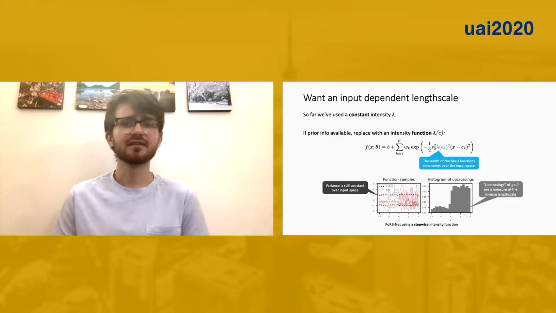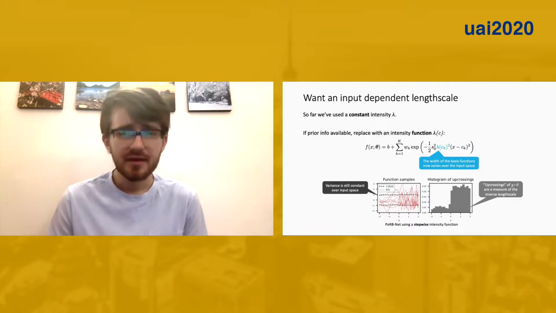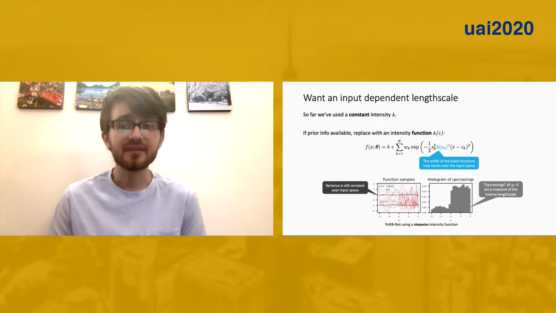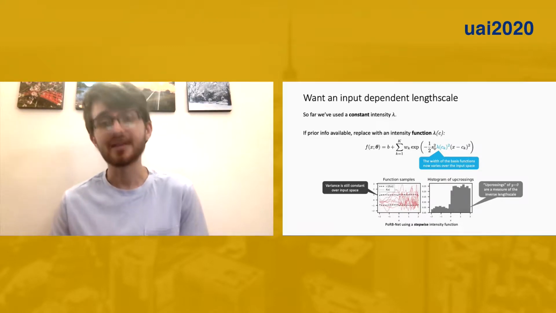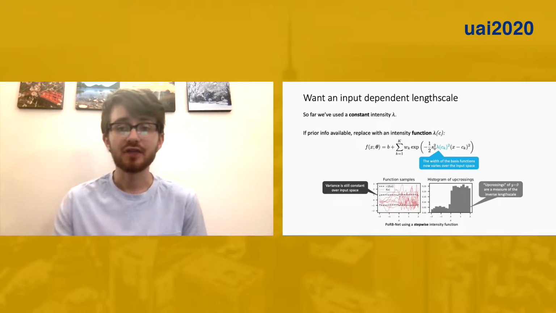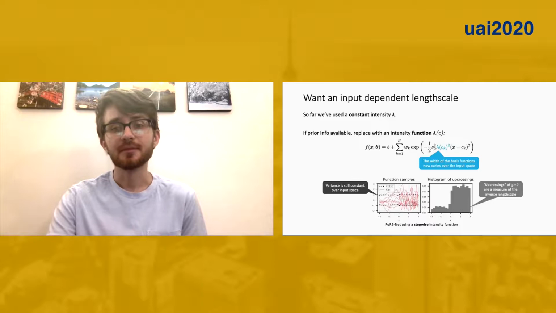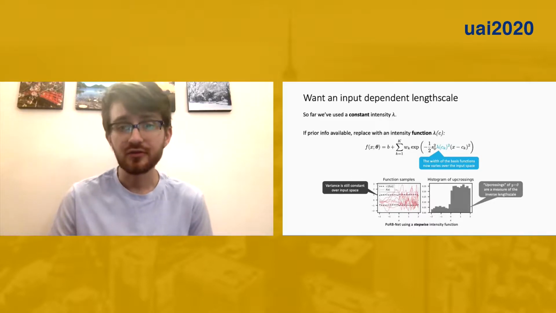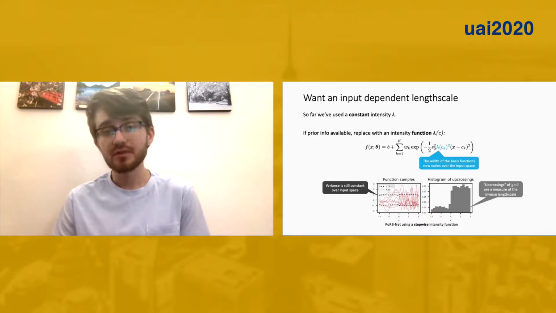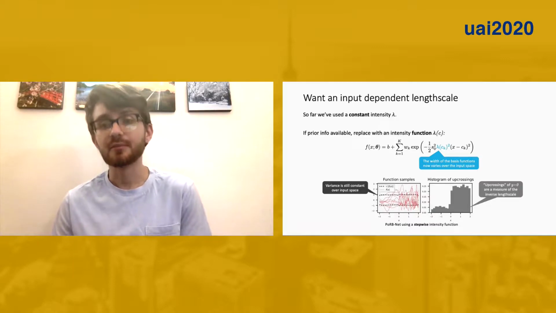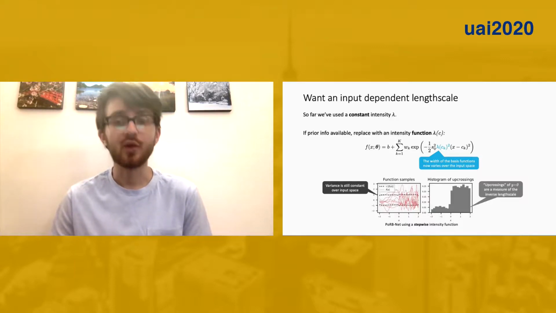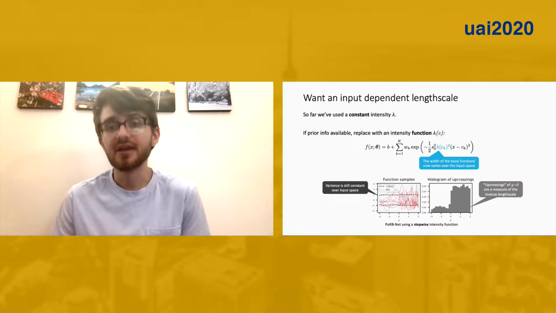So far, we've considered a constant intensity, lambda. If prior information is available, this can be replaced with an intensity function, lambda of c. Now the scale and concentration of the basis functions both vary over the input space. In the plot, we use a stepwise intensity function, resulting in a smaller length scale above 0. The upcrossings of 0, i.e. the number of times the samples cross the line y equals 0, is a way of measuring the length scale.